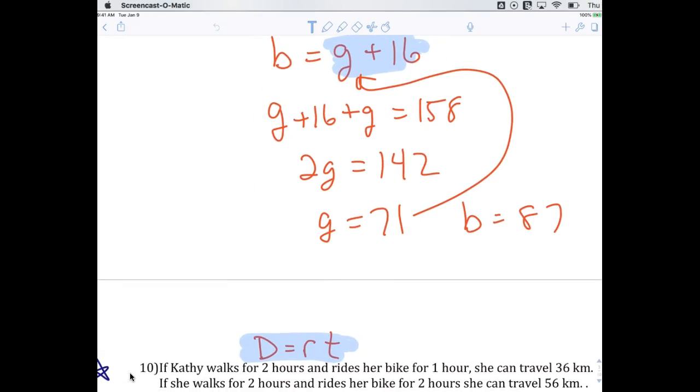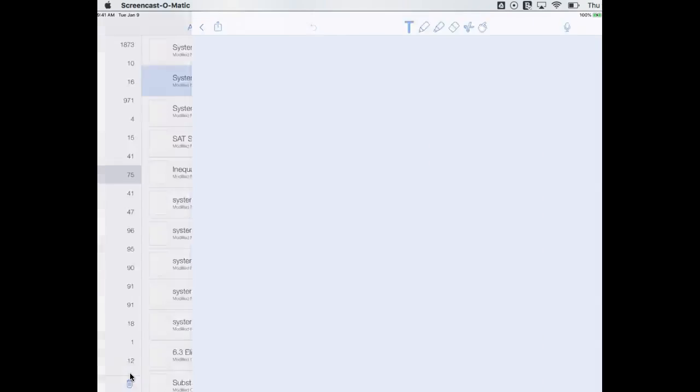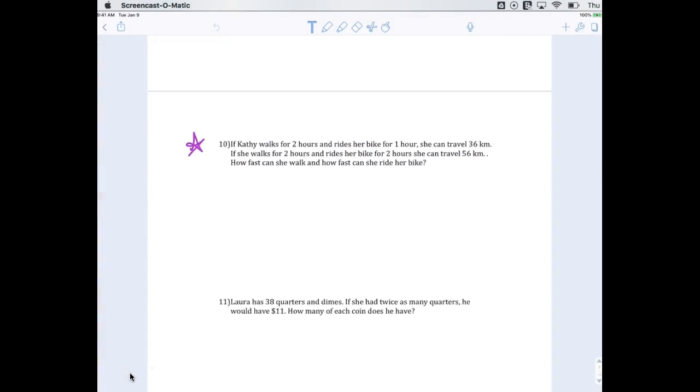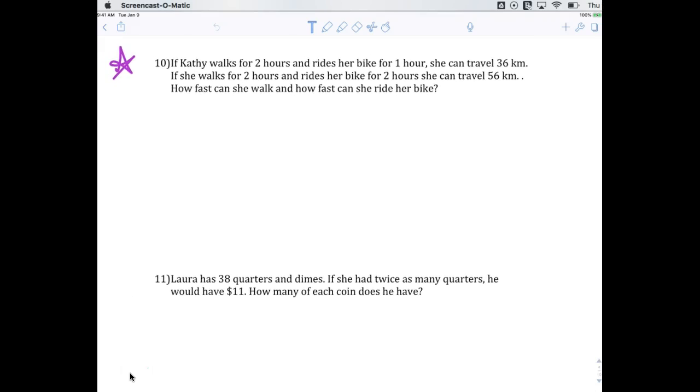So for question number 10 now, this is the only one that I thought was new. Was anybody able to tell me what the answer was? Walking was 8 kilometers per hour, biking was 20 kilometers per hour. Is that what you guys got? I got 6 kilometers an hour walking and 22 kilometers an hour. Perfect. Anybody else?